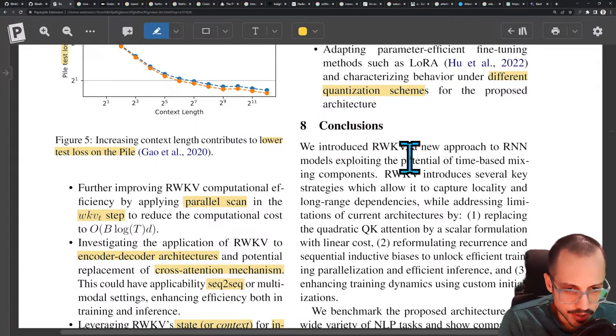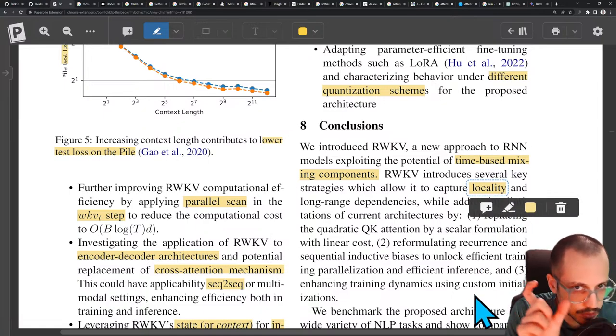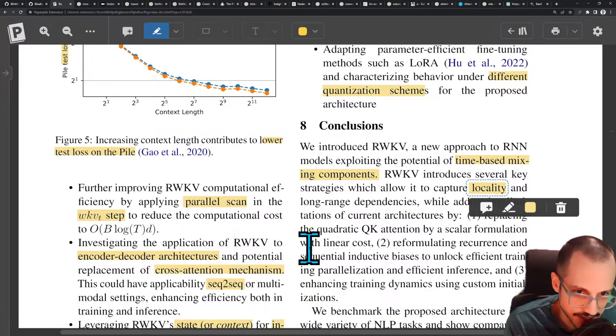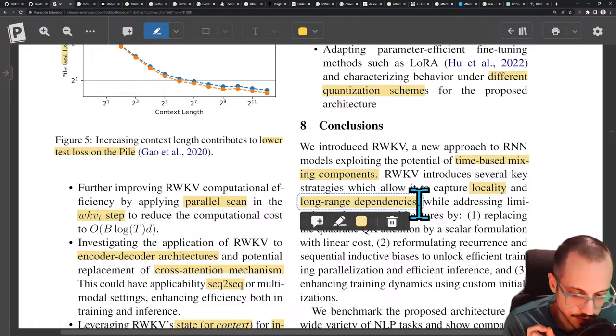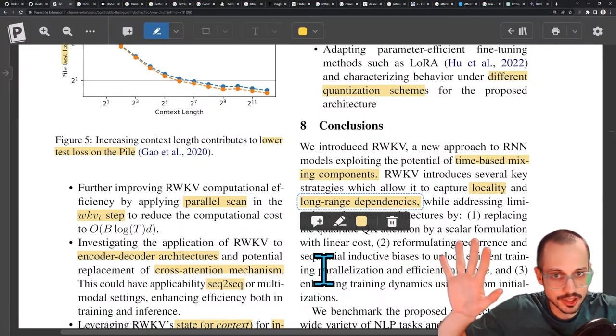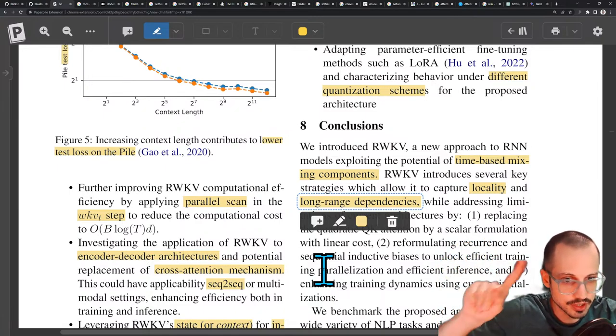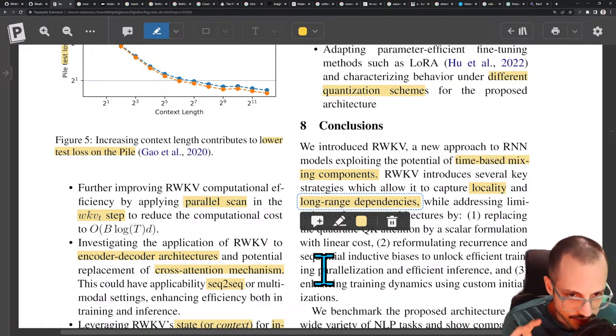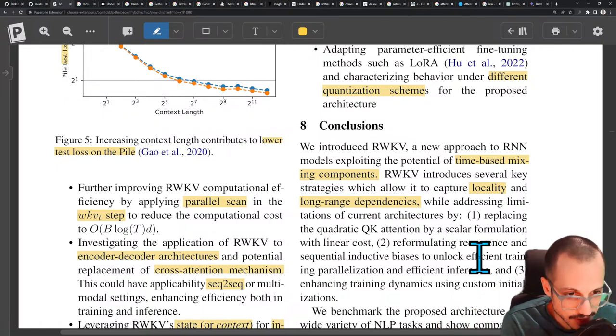Conclusions. We introduced RWKV, a new approach to RNN models, exploring the potential of time-based mixing components. RWKV introduces several key strategies which allow it to capture locality and long-range dependencies. Locality means local, right? Like things that are close together in the sentence. And long-range dependencies refers to longer sequences. You might have some information that's very far away from the information that you currently have, but they're still dependent on each other, right? There's still some knowledge there that you would want to be able to capture.